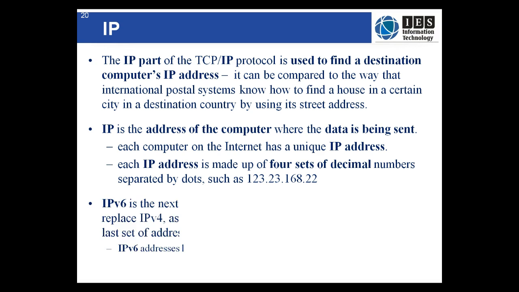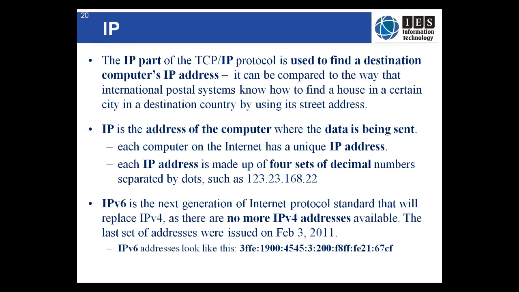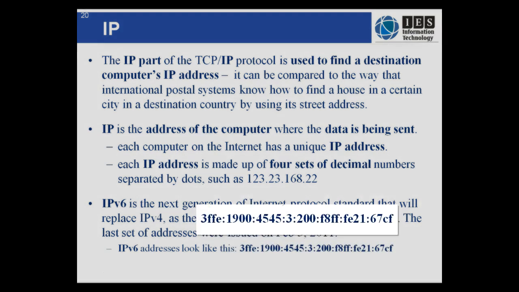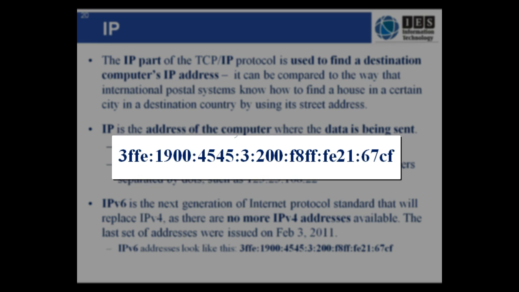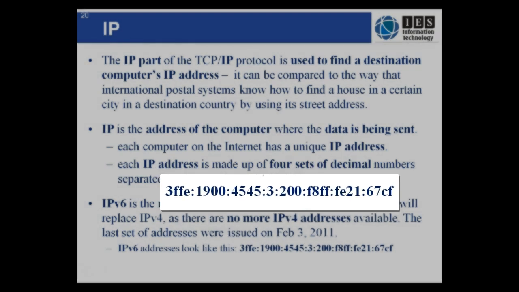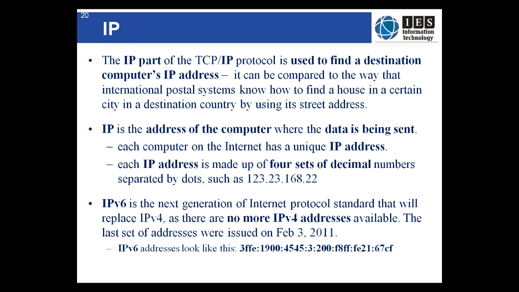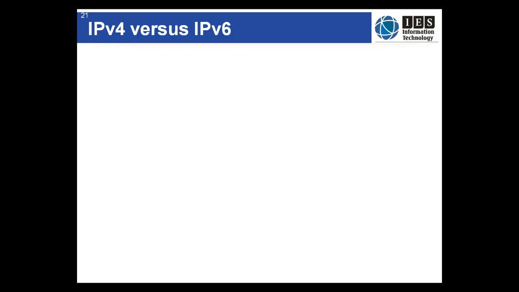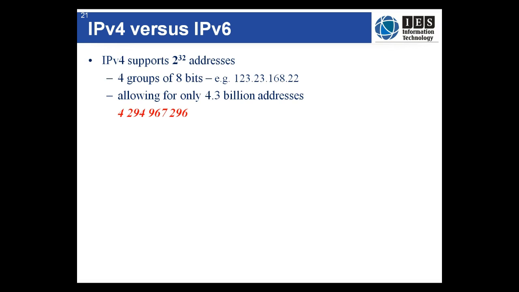In IP version 6, an address is made up of 8 hexadecimal numbers separated by colons, as shown here. And the new version of IP was necessary as there were no new unique addresses available for the internet as of February 2011. Well, let's look at the numbers. IP version 4 supports 4 groups of 8 bits. This is 2 to the power 32, or about 4.3 billion addresses.